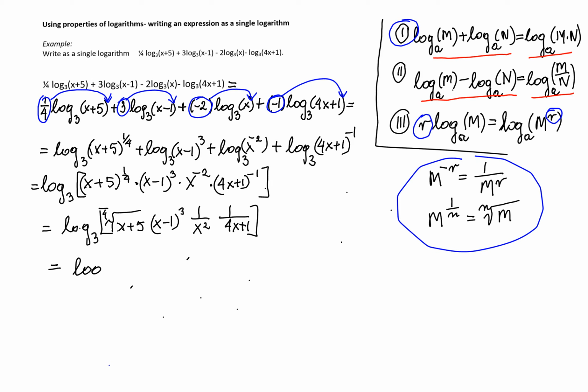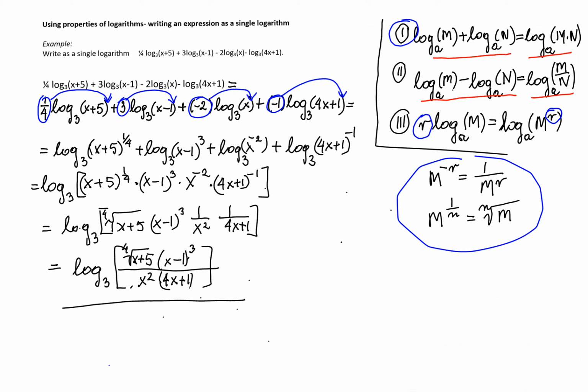Combining all those factors into one fraction, we'll get logarithm to the base 3. The numerator is going to be the 4th radical of x plus 5 times x minus 1 to the power 3, and the denominator is going to be x squared times 4x plus 1. And we wrote the logarithmic expression as a single logarithm.